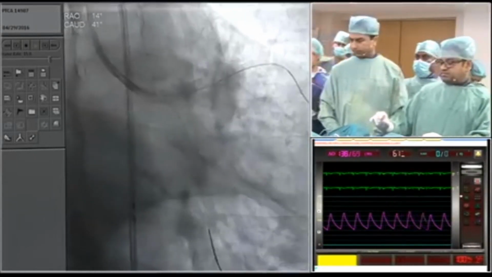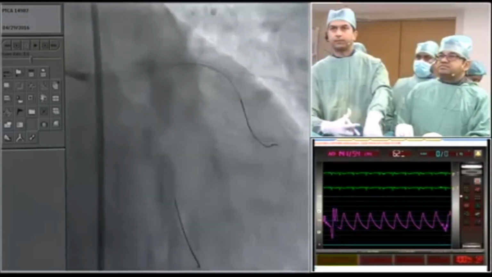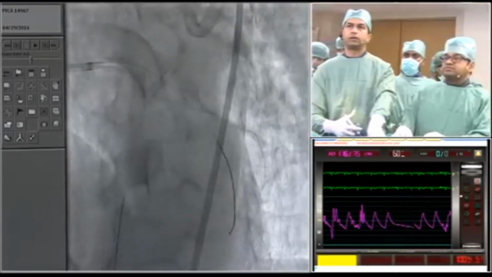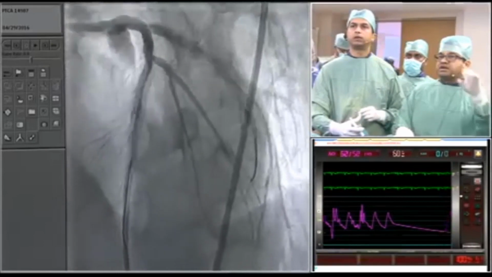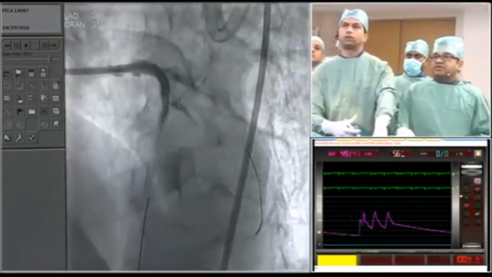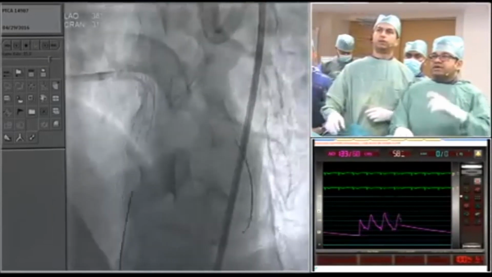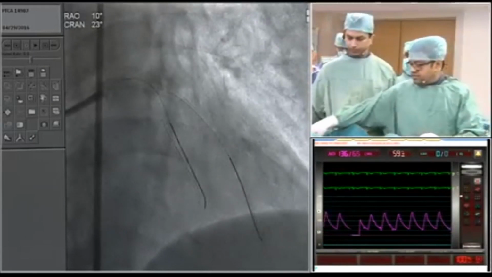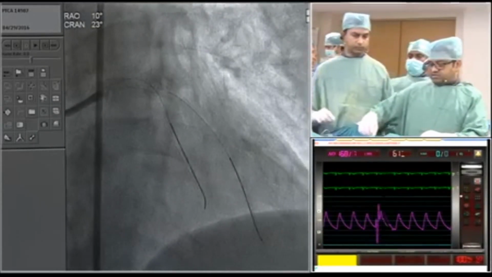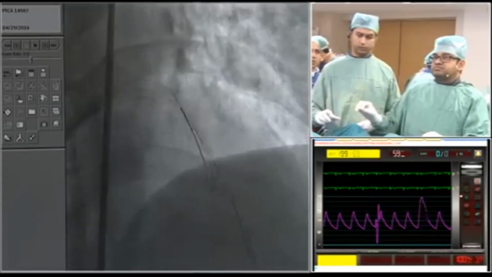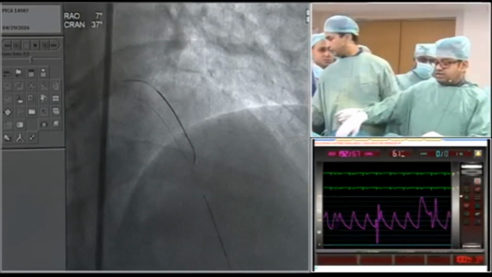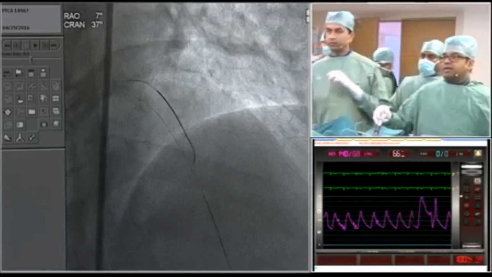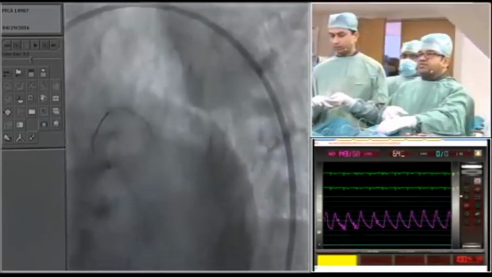Can you show the cranial? So this clearly shows that the ostium of the left main is very well covered, and the stent is nicely positioned, ending just before the diagonal. Can I have a balloon of 2.5 for the side branch? Could you give the spider view also, to see the ostium of the circumflex? So this is the spider view.